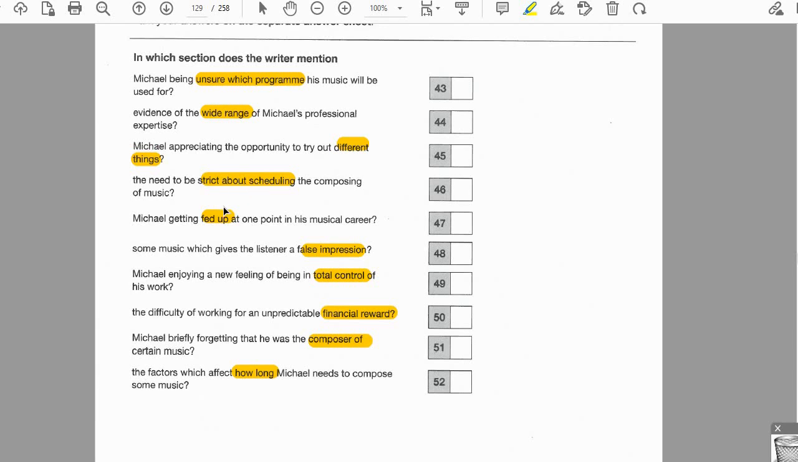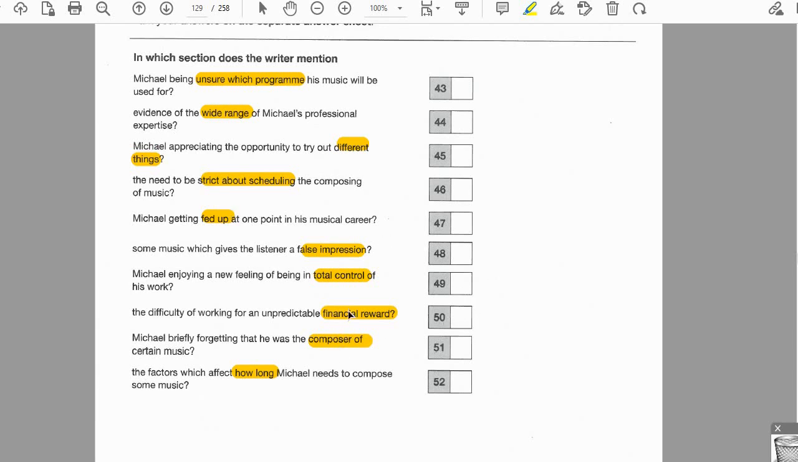So these are the words that I think will help you most. So then when you see something about timetable, you look at scheduling. That's like timetable. Or financial reward. I got a bunch of money, and then you check the whole sentence. The difficulty of working for an unpredictable financial reward. So it's like, I didn't know how much money I was going to get. Some months I make 2,000 euros. Other months I don't have any work. So focusing on these words will allow you to make a connection.